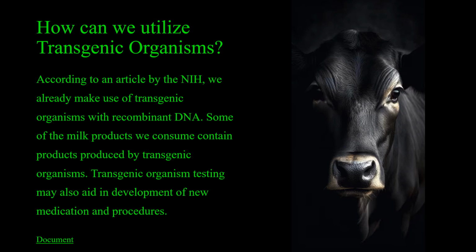How can we utilize transgenic organisms? According to an article by the NIH, we already make use of transgenic organisms with recombinant DNA. Some of the milk products we consume contain products produced by transgenic organisms. Transgenic organism testing may also aid in the development of new medication and procedures.